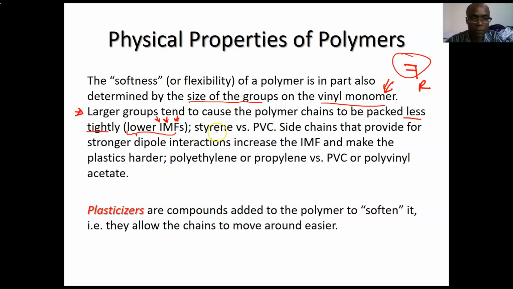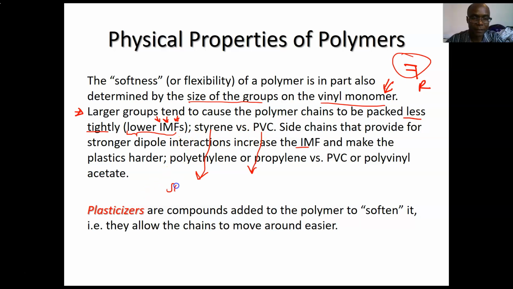Okay, so for example, if you are to compare styrene versus PVC, the side chains that provide stronger dipole interactions increase the IMFs. So can you tell me, between polystyrene and polyvinyl chloride, which polymer do you think will be having high intermolecular forces? Okay, which one? Of course, PVC will have high intermolecular forces.